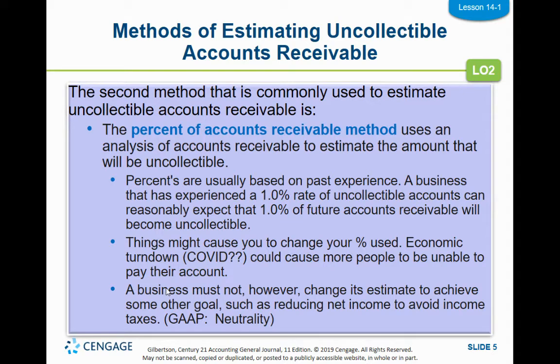However, it's really important that a business doesn't change the percentage that they use to try to alter the way their financial statements look, to maybe show that their net income is less than it was, to avoid paying taxes on income that they've had come in. So the GAAP rule, the generally accepted accounting principle of neutrality, basically states that you are going to try to be as honest as you can with those estimates.